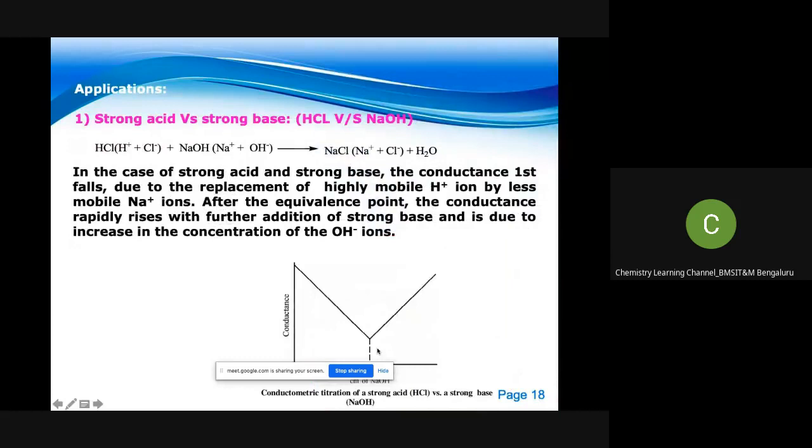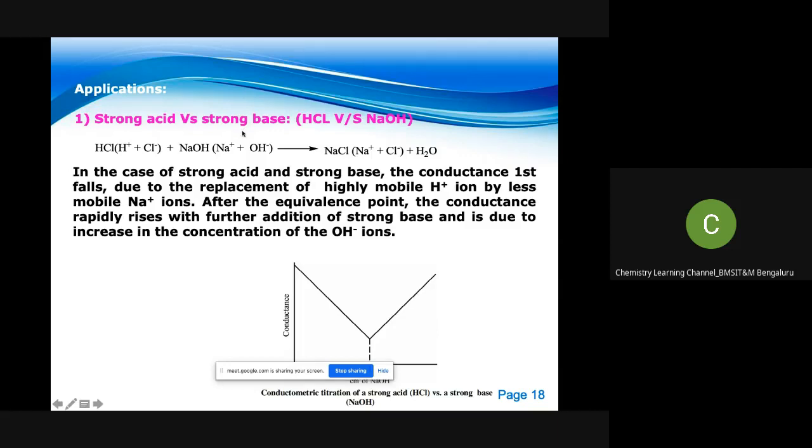So how are we going to do this experiment? For your syllabus there are 3 kinds of experiments. All these 3 we will see one after the other. The first one is strong acid versus strong base. If they have given us strong acid versus strong base, then how are the conductivity values going to vary, and how are we going to find the equivalence point or the end point of the reaction?